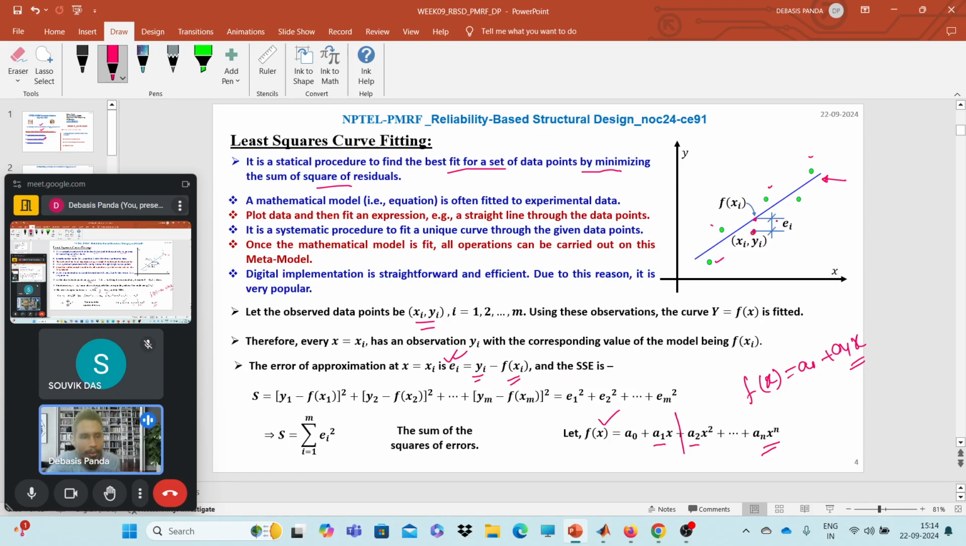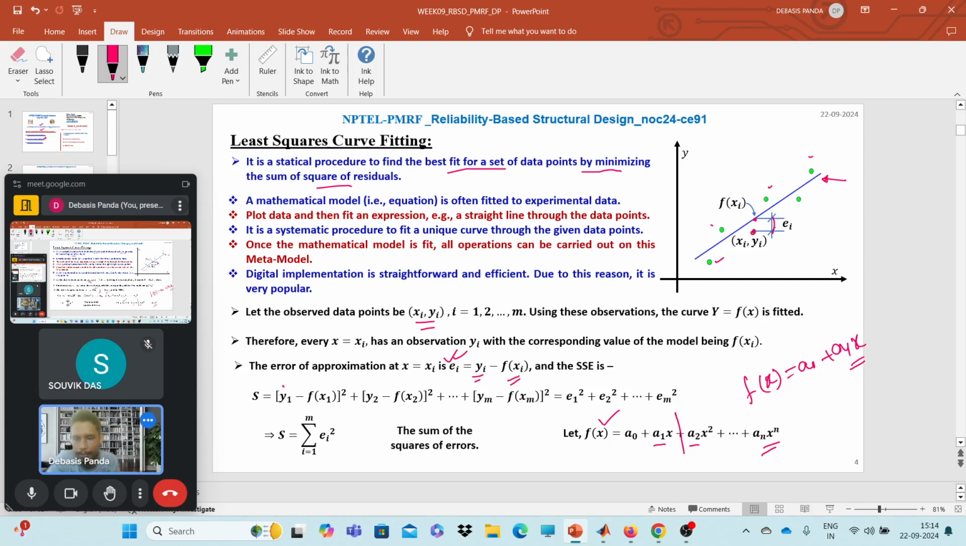Why do we need to square the error? Look here, we can have the error in terms of negative or positive both. So during the estimation, we need to have these errors as absolute errors. That's why we square them up. So what will be the square of the error?